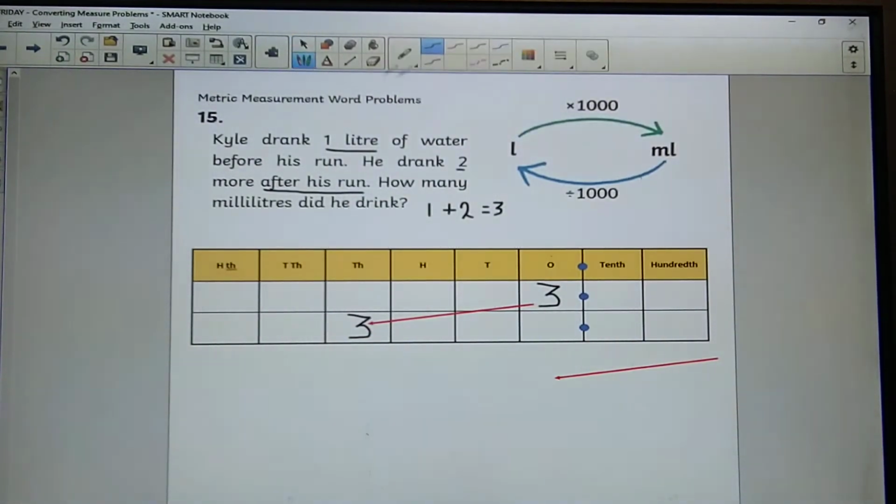And I'm sure you'll remember that as we have nothing in our hundreds, or our tens, or our ones, sometimes called units, we're going to fill those in with zeros. And we can see now that our answer is going to be that Kyle had 3,000 millilitres.